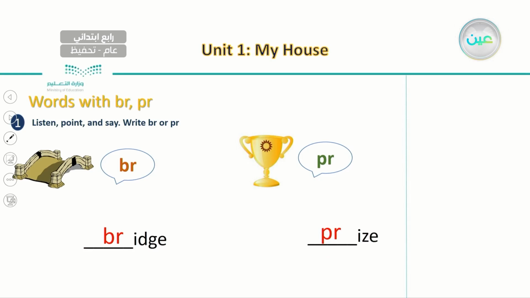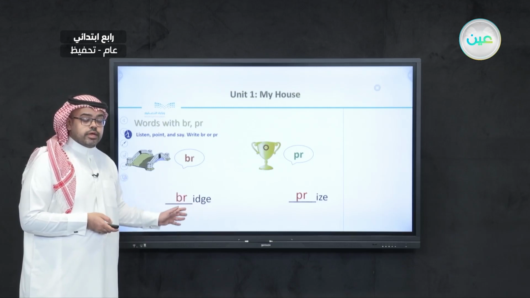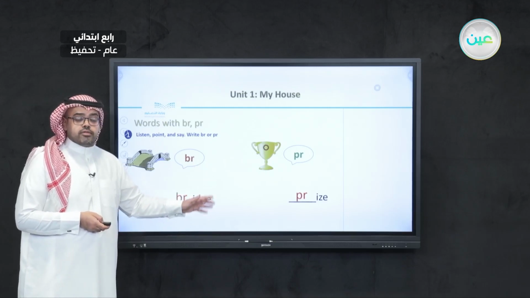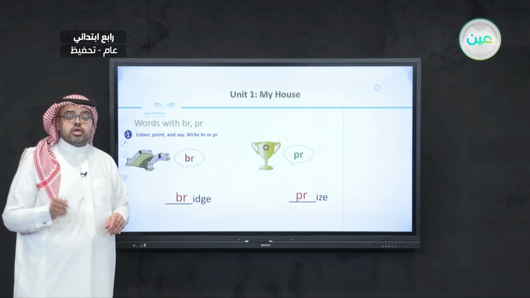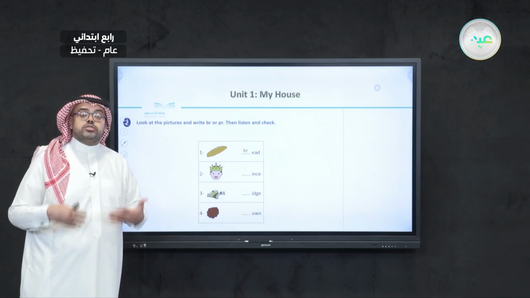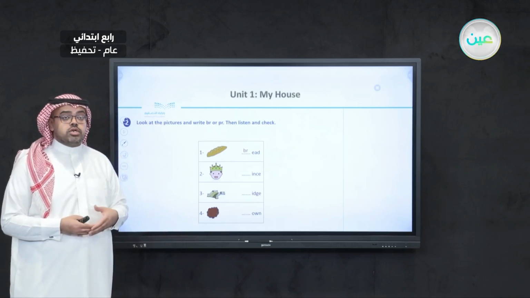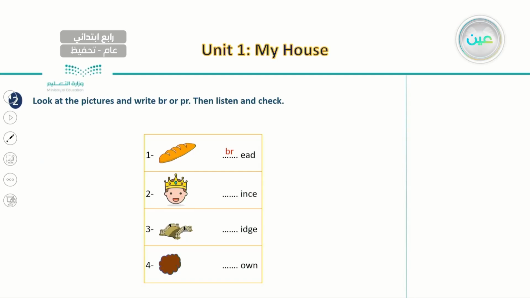Very good. So here we have the first two examples. Bridge and prize. Bridge and prize. Now, these are our first words with these two letters. Now, let's move on to an exercise where we're going to listen to more examples of BR and PR. So number 2, look at the pictures and write either BR or PR, then listen and check.